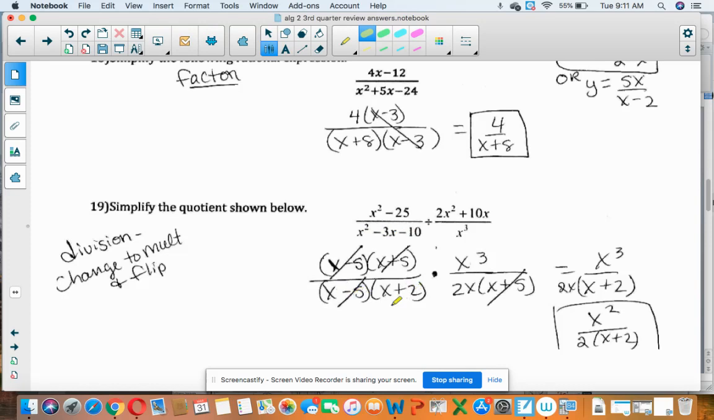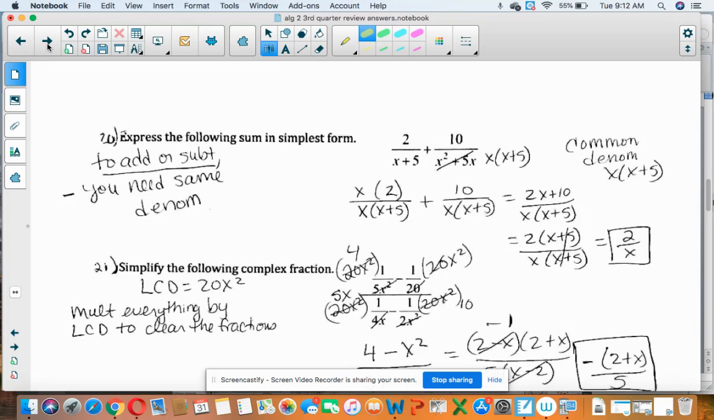Anything in common I cancel out. So the x plus 5 cancels with the x plus 5. The x minus 5 cancels with the x minus 5. I wrote what was left because I didn't notice at first that I had x's in common. So x cubed was on top. And then on the bottom, I have 2x times x plus 2. Well, this x cancels with one of the x's on top. So that's why I was left with x squared, because I cancel out this x. And on the bottom, I'm left with 2x plus 2.